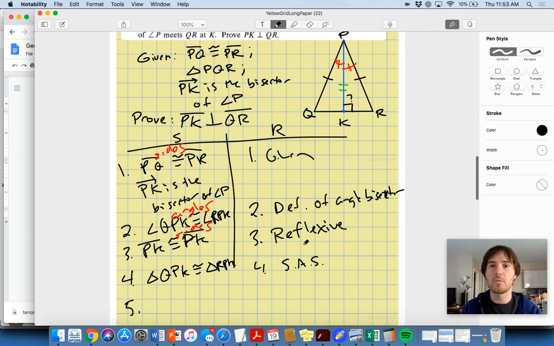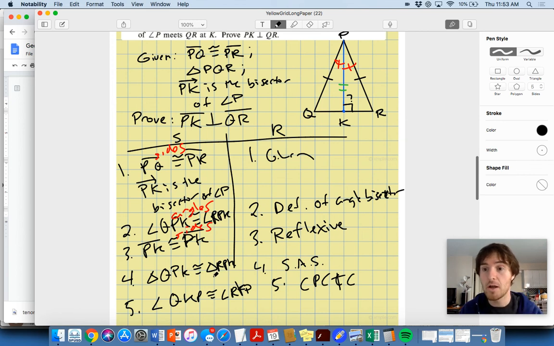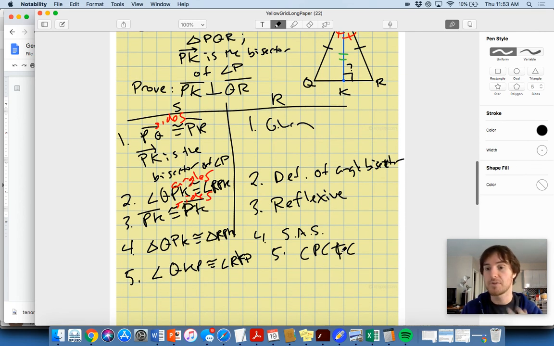Step 5. Okay, step 5. What do we got for step 5 here? That angle QKP is congruent to angle RKP, and that is by CPCTC. Remember, CPCTC always appears after SAS, SSS, ASA. It always appears once you have congruent triangles, then you can say their corresponding parts are congruent. Okay, so corresponding parts of congruent triangles are congruent to one another. And yeah, that gets us this.